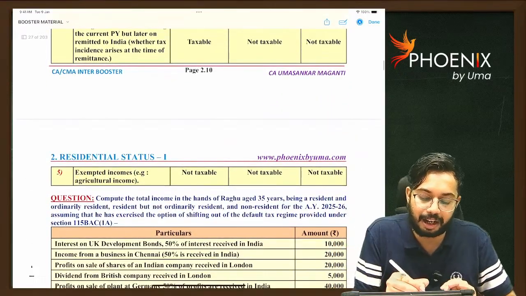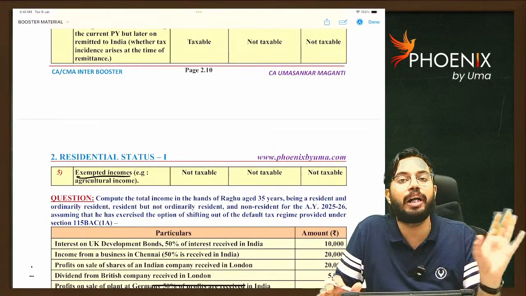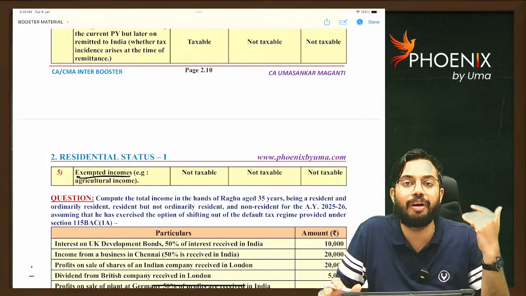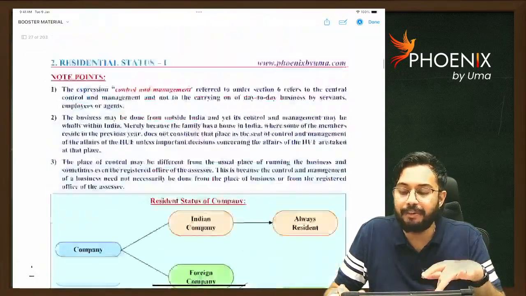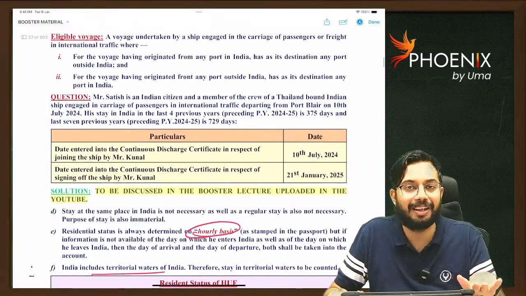Next, exempted incomes. Exempted incomes are not at all taxable. They are exempt for ROR, RNOR as well as for non-resident. So this is the brief revision. I hope you enjoyed it.